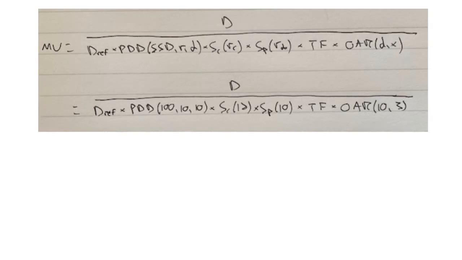And then in the bottom equation, I just plug in some of those values: SSD 100, field size at the surface 10, the blocked field size at the surface is 10 by 10. The calculation depth is 10, the collimator equivalent square is 12. The block field size for the phantom scatter factor is 10, and then our tray factor, and then our off-axis ratio for depth 10 centimeters and off-axis distance of 3 centimeters.